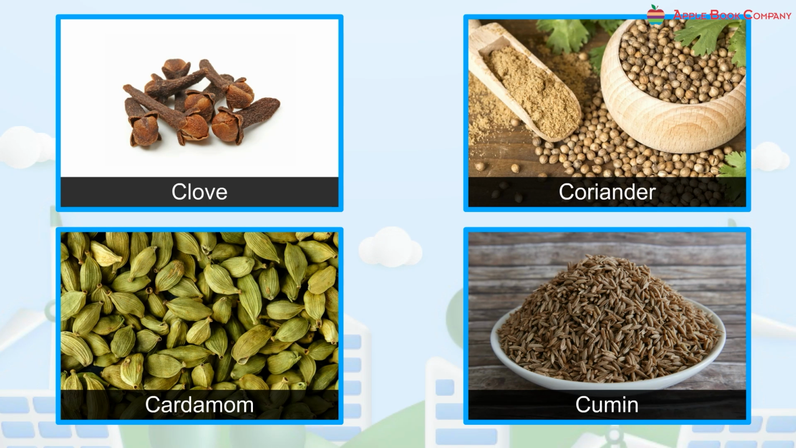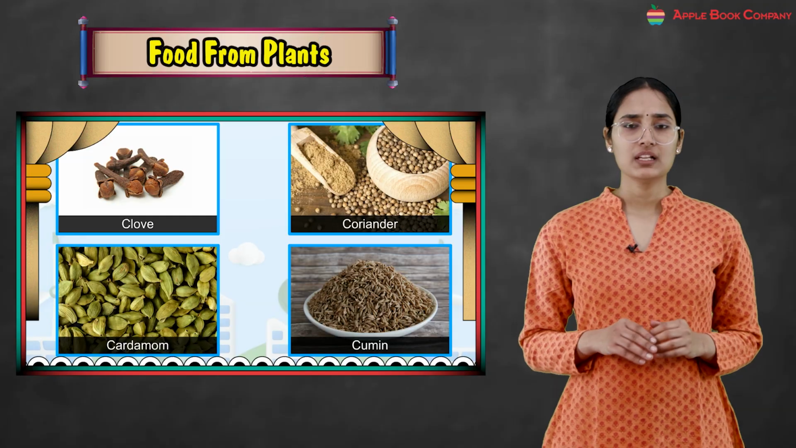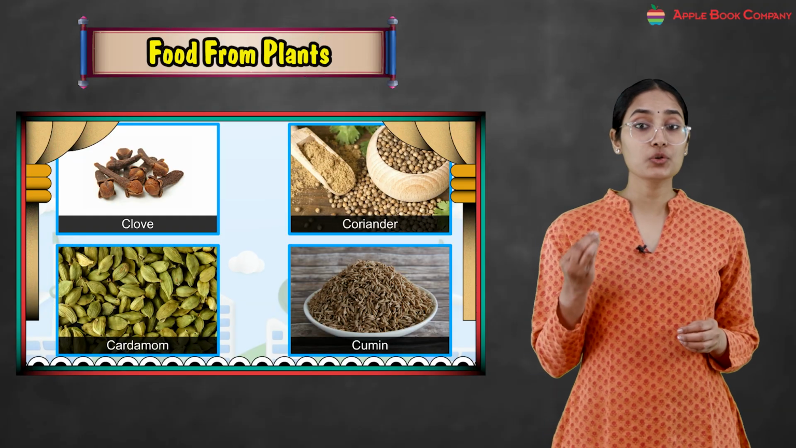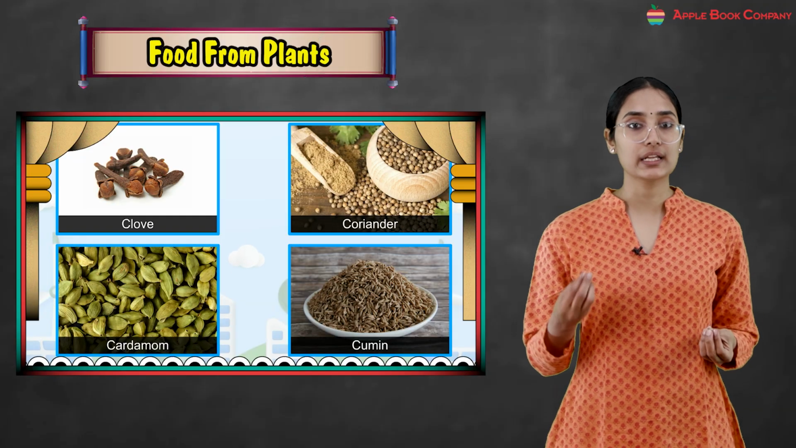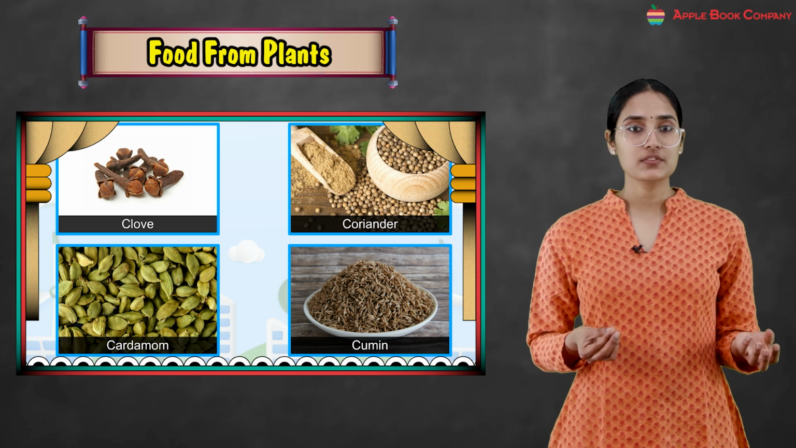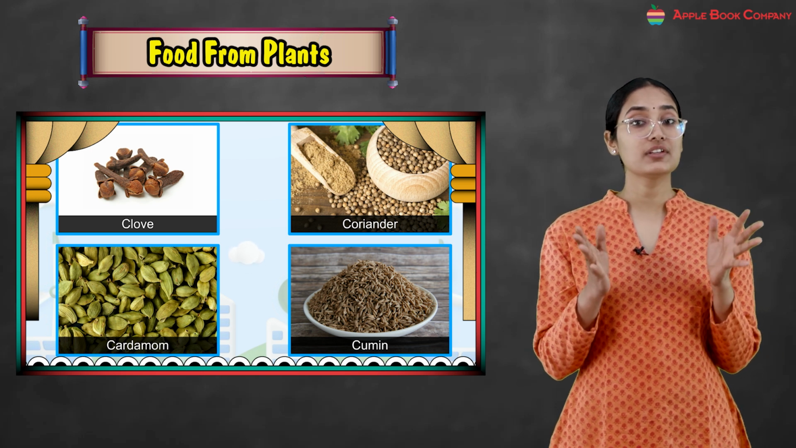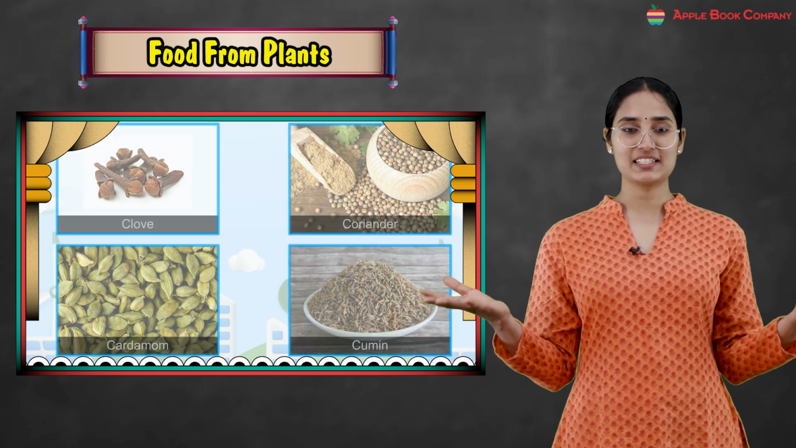Now we also get more things from plants, like spices. Some plants give us spices, and spices make our food tasty. Like we use cumin seeds, cardamom, coriander, clove, right? These are all the spices that we add to our food to make it tasty.